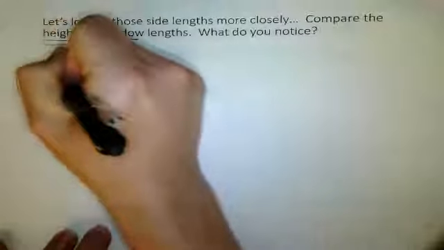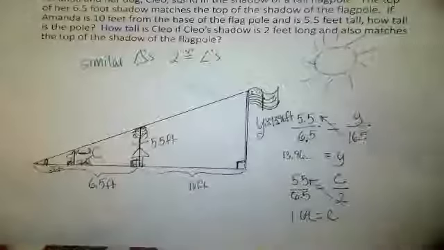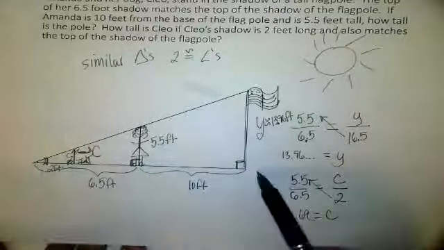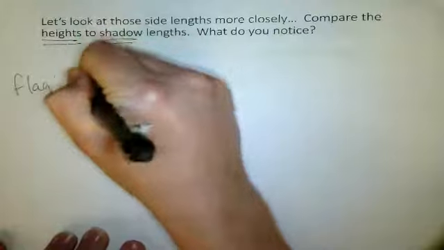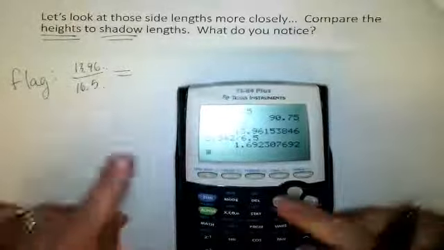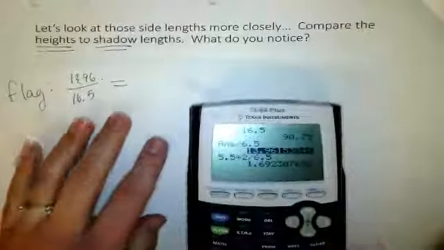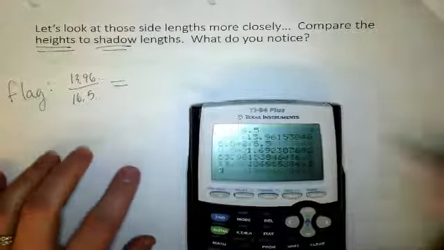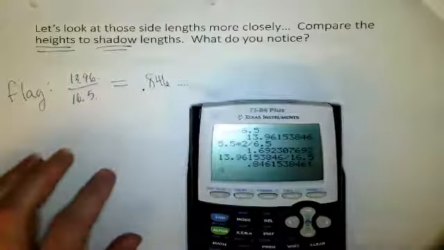So first, let's look at the flag. I want to compare the height to shadow lengths. The height of the flagpole was 13.96. The length of the shadow was 16.5. So that 13.96 to 16.5, I want to see what that ratio is. There is that 13.96 number in my calculator. It's nice and exact, so I'm going to use that. Divided by 16.5. And I get this crazy ratio, 0.846.